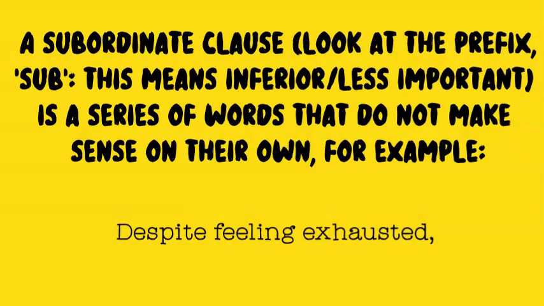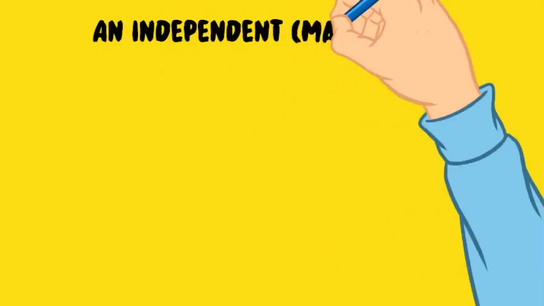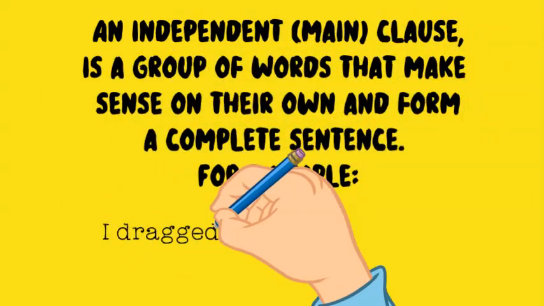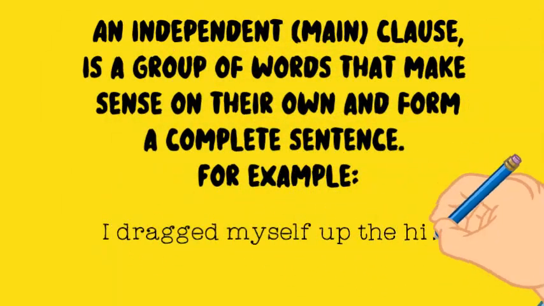Let's have a look at this subordinate clause. "Despite feeling exhausted." Now that doesn't make sense on its own, so it requires a main clause to go with it. An independent or main clause is a group of words that does make sense on its own, and it forms a complete sentence. So an example of that might be, "I dragged myself up the hill."